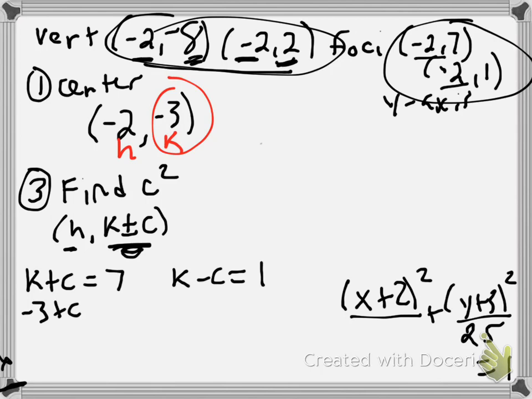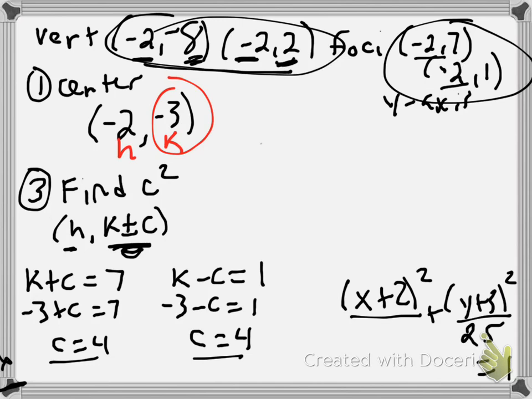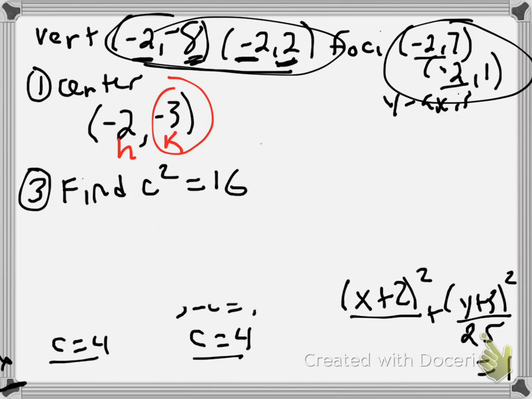Negative 3 plus c equals 7, and if we solve, we get c is equal to 4. If we had done the same thing with this one, if we subtract 3 from both sides and change the sign, we would also get that c is equal to 4. So either way you go, you're going to get the same answer. Like I said, it doesn't matter which one you use, but they're going to equal the y values of the foci. Now we have our c value, so our c squared is going to be 16. So now we can use that formula that we had a little while ago. I'll get rid of these.